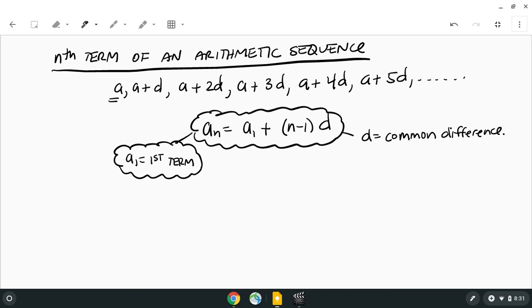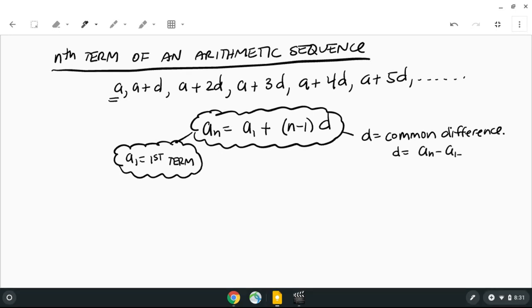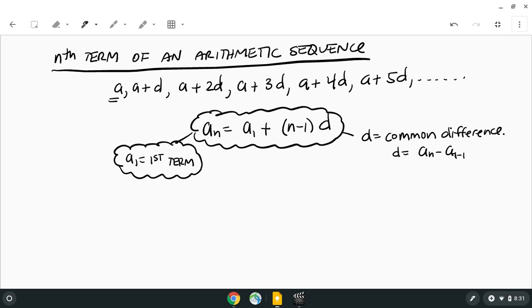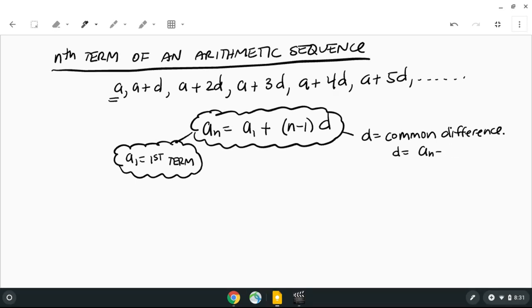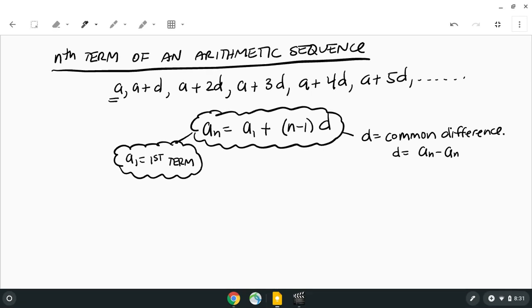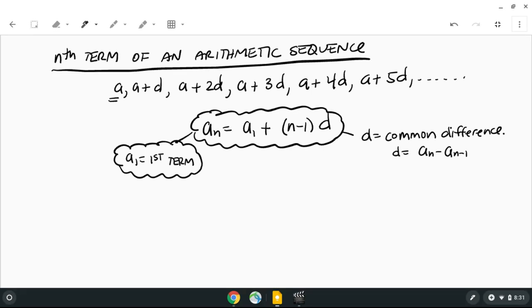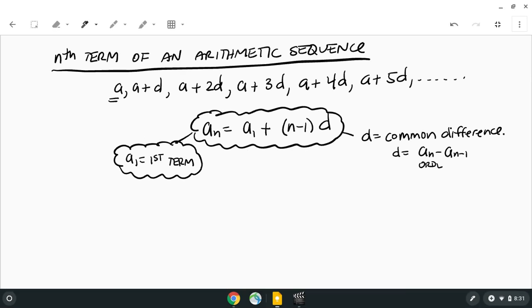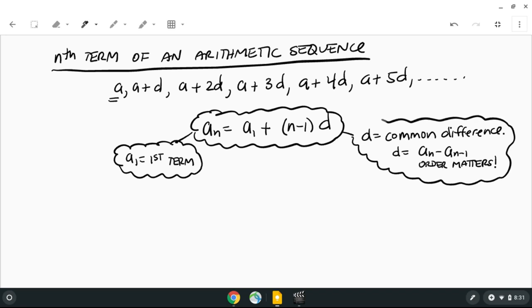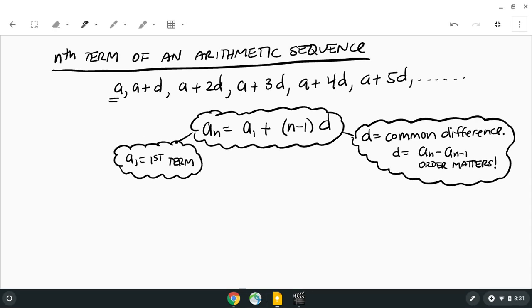And we also know that to find that, you can take any term and subtract the one before it. That's a little sloppy. Let me rewrite that. So take any term and subtract the one before it. And again, the order matters. So these are the two things that we'll need to write our function. We'll need the first term and we'll need to know the common difference.